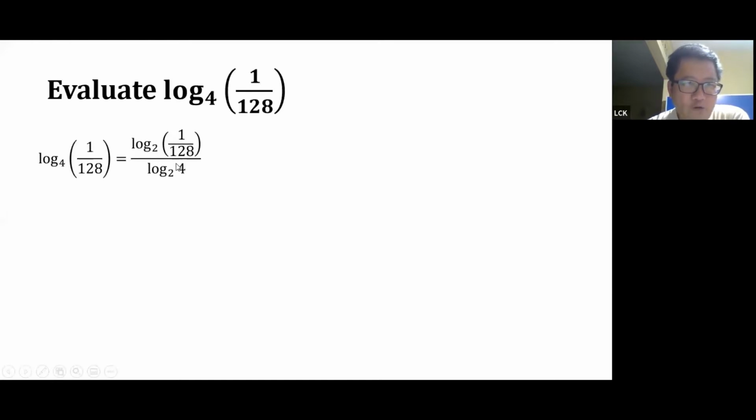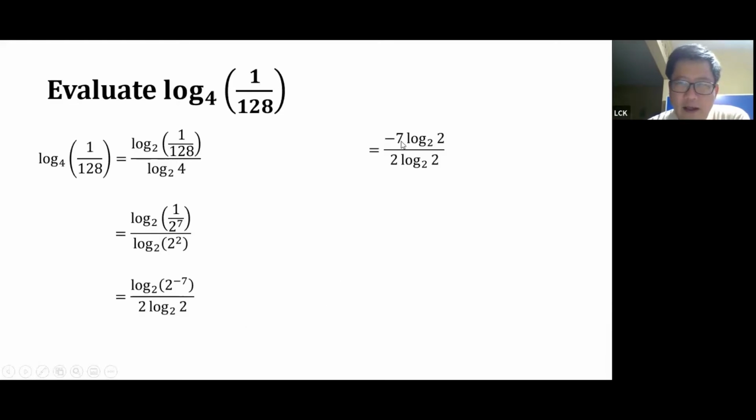So here it's log base 2 of 1 over 128 and log base 2 of 4. Of course it's very simple. 1 over 128 is 1 over 2 to the power of 7, and 4 is 2 to the power of 2. I do a little bit more: 1 over 2 to the power of 7 is 2 to the power of minus 7. I bring it to the front, and I get the 2 here.